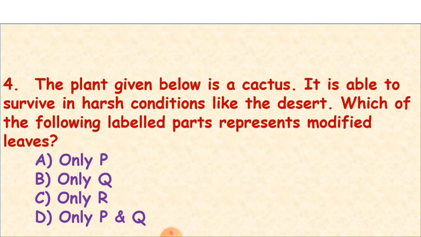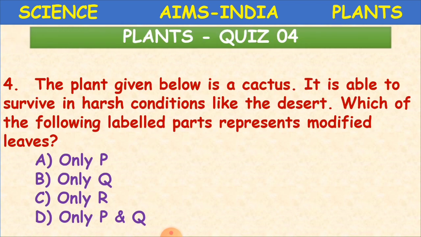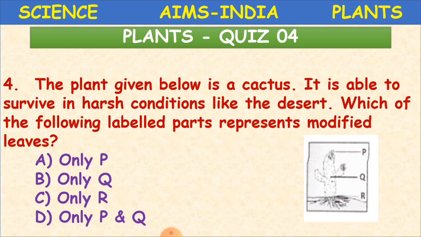The plant given below is a cactus. It is able to survive in harsh conditions like the desert. Which of the following labeled parts represents modified leaves? So here in our picture we have a cactus. As we learned, it can survive in harsh conditions. Now, which of the following labeled parts represent modified leaves? See here, we have three parts, P, Q and R.